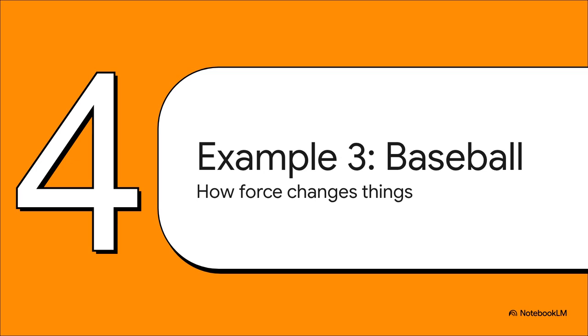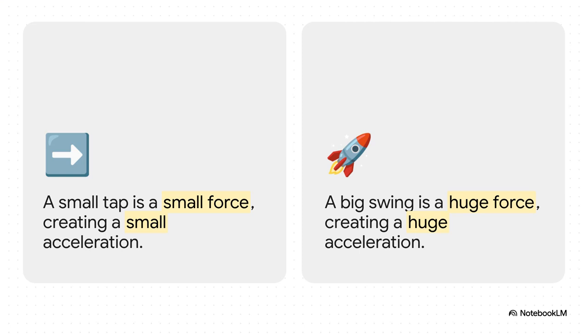All right, for our last example, let's ramp up the energy and head out to the ballpark. Let's look at how a simple swing of a baseball bat is just pure, beautiful F equals ma. This is such a perfect way to see the link between force and acceleration. The mass, the baseball, it doesn't change, right? So if you hit it with a little force, like a gentle tap, you get a little acceleration. The ball kind of just dribbles away. But a huge, powerful swing, that's a massive force which creates an absolutely huge acceleration.